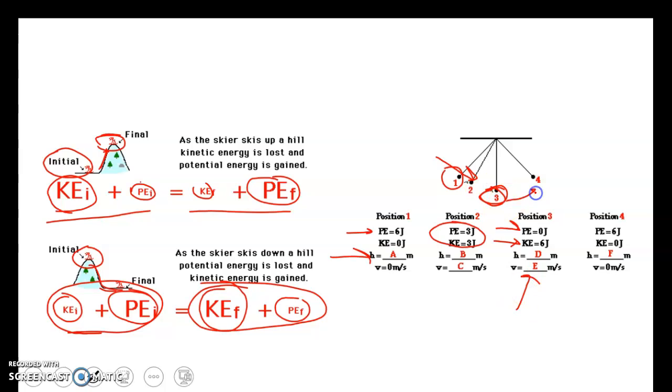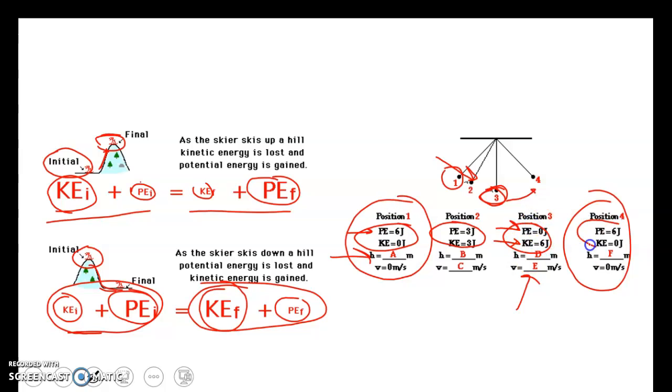And then we go back up to 4, where position 1 and position 4 will be exactly the same. The height will be the same because the potential energy is still 6 joules. The total mechanical energy is still 6. And then we work to find the rest of the information.